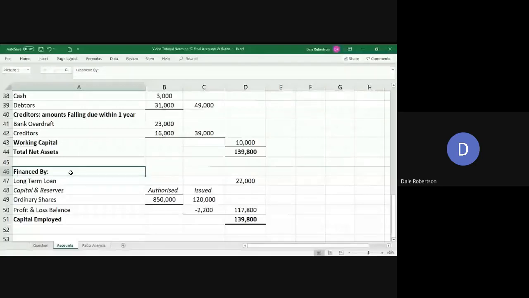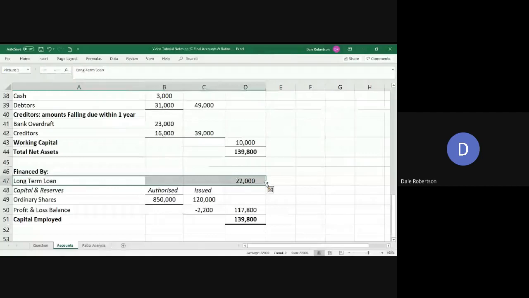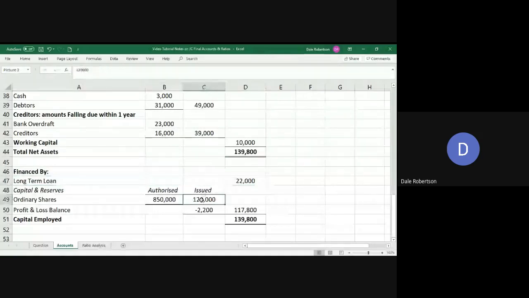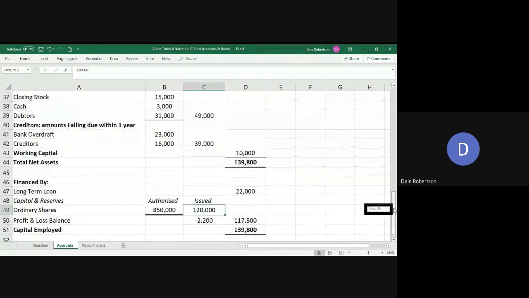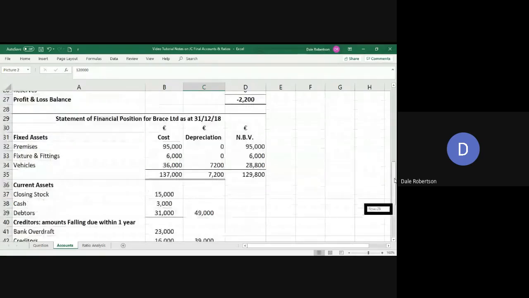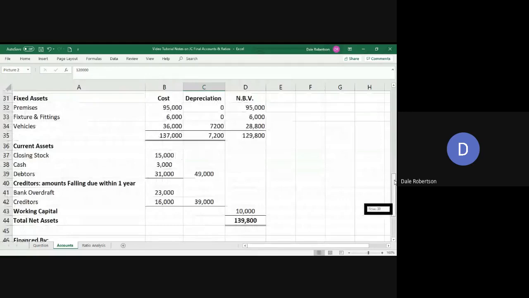How are you financed? Well, you have a long-term loan of 22,000. That's a liability from the question. It's in the credit column. Then you have another long-term liability, which is your issued share capital. You can mention that you have authorized share capital of 850, but that's not really a relevant number. We've actually sold 120,000. And we carry forward our profit and loss balance from the bottom of the first page, which was minus 2,200. Usually that's a plus number, but if it's a minus, it doesn't affect our process.